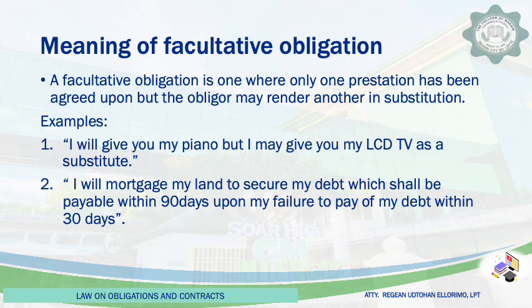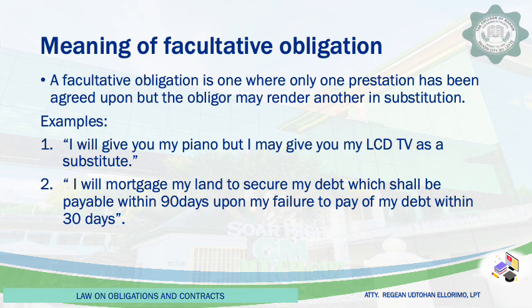So, a facultative obligation is where only one prestation has been agreed upon, but the obligor or the debtor may render another in substitution. For example, I will give you my piano, but I may give you my LCD TV as a substitute. So, in this obligation, only the piano is due. Hence, its loss through my fault will make me liable.